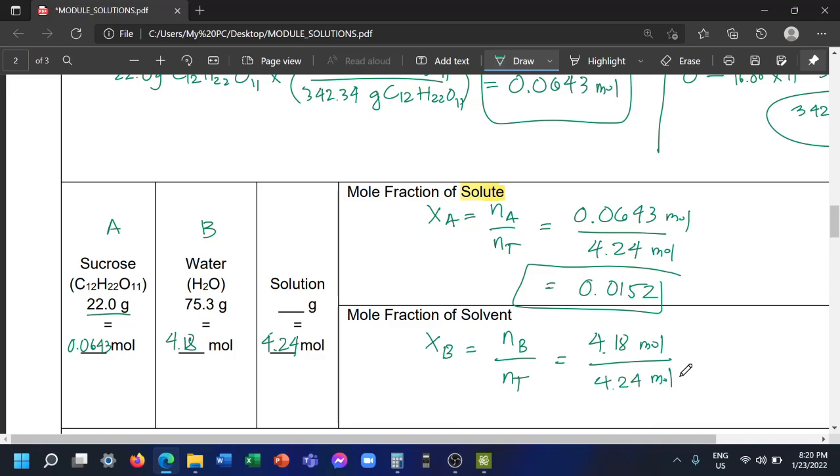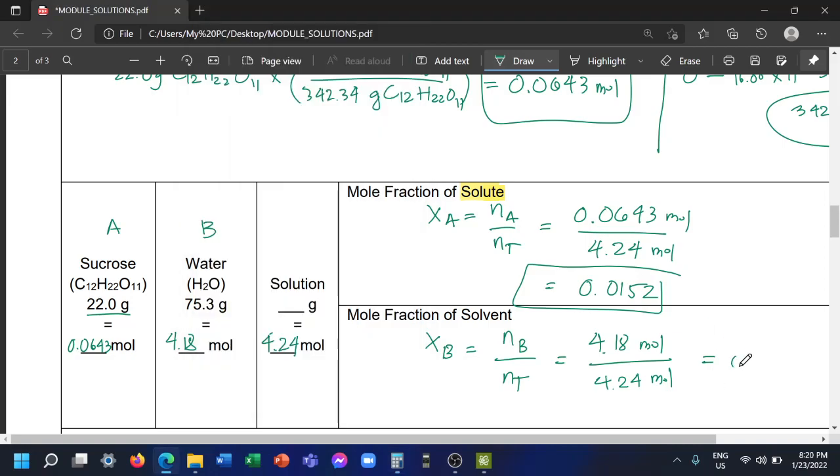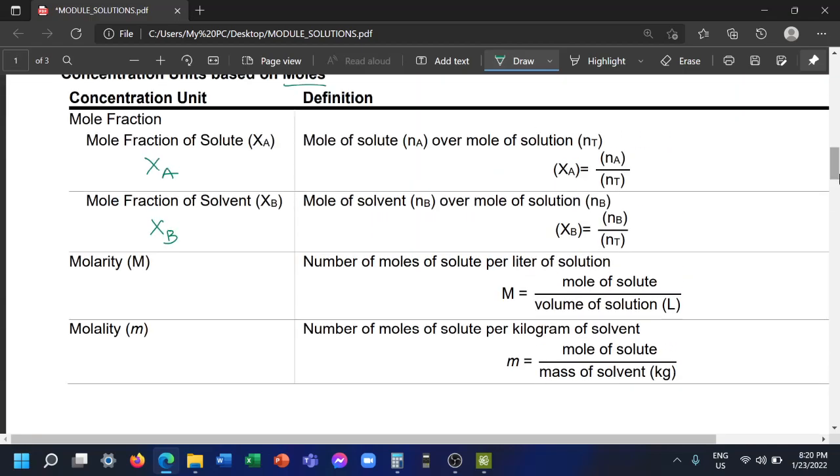4.24 moles. And then let's solve this one. 4.18 divided by 4.24, and this one is the answer, 0.986. So this one is the mole fraction of solvent. Let's proceed to the next one.